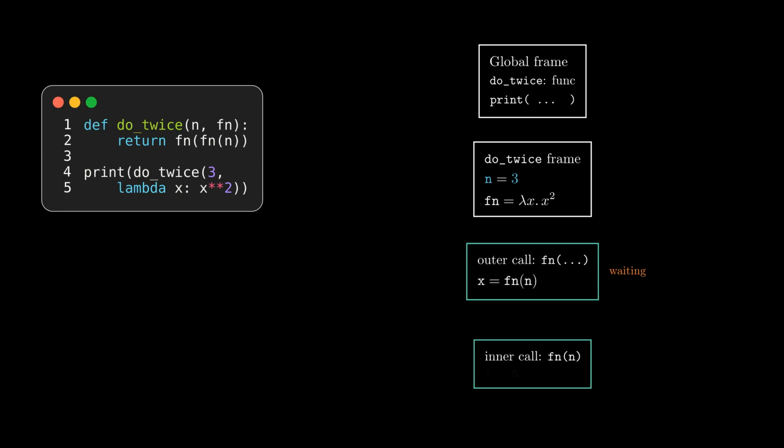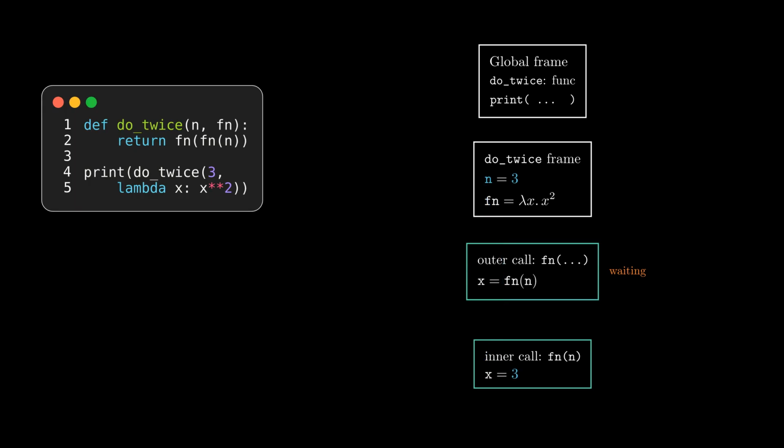Here x must map to n, but this scope doesn't know n. Nothing local defines it. So we look upward to the environment that does know n, the do twice scope, where n is 3. This upward search is how Python resolves any name. It climbs through the enclosing scopes until it finds the one that defines the variable. That 3 flows down, so here x is 3.